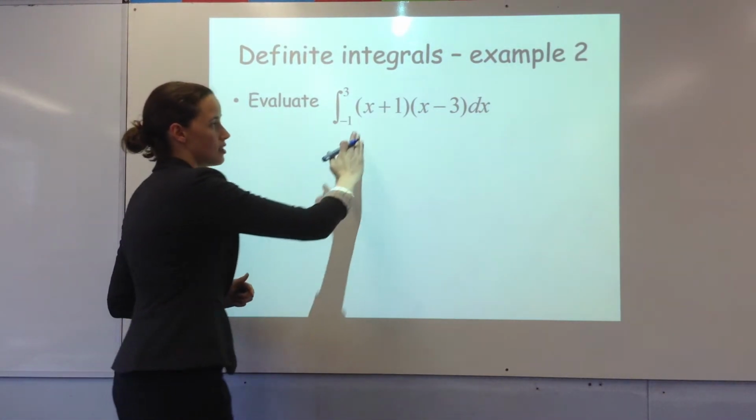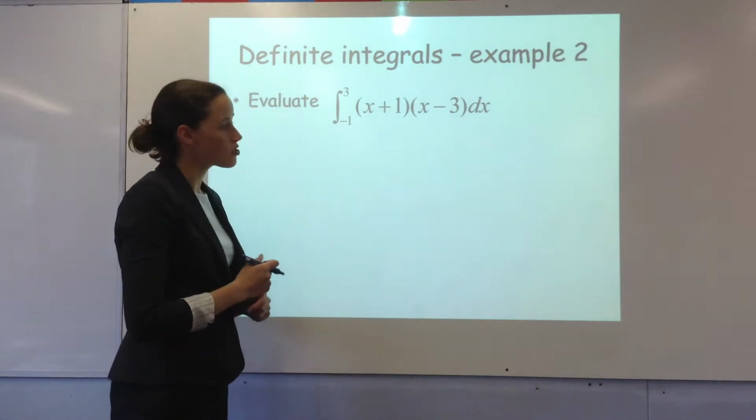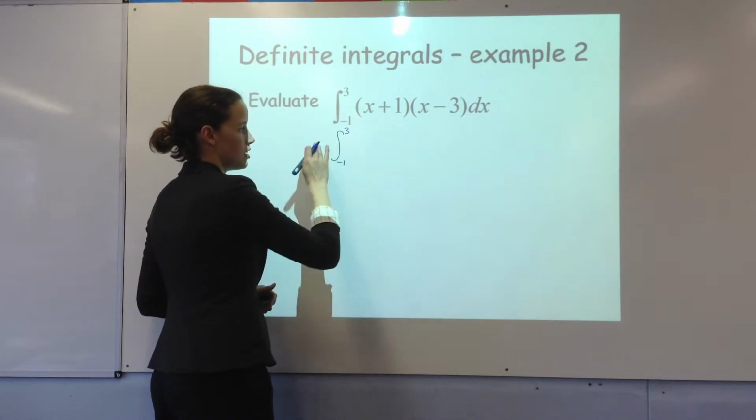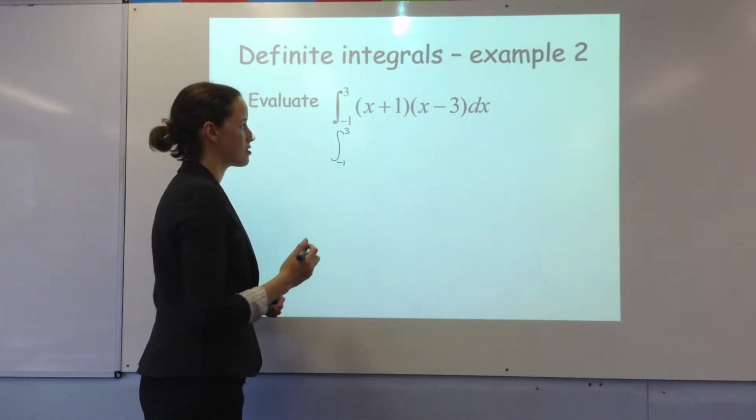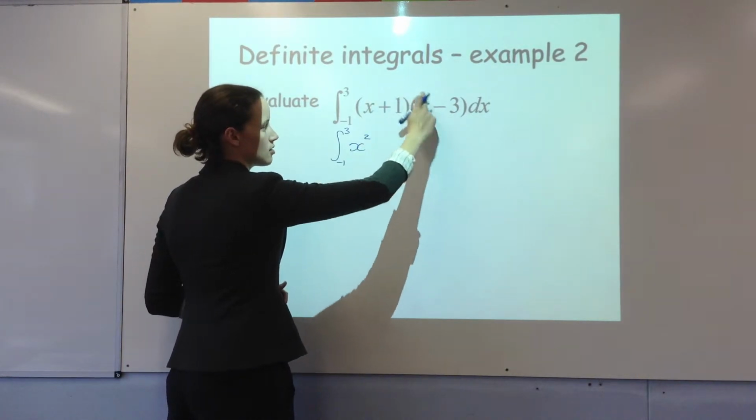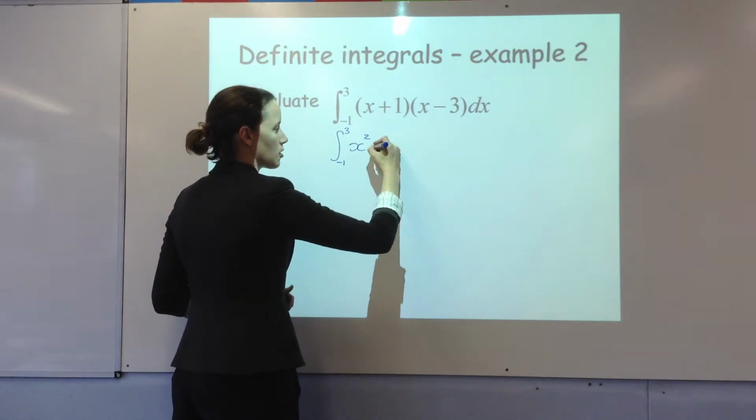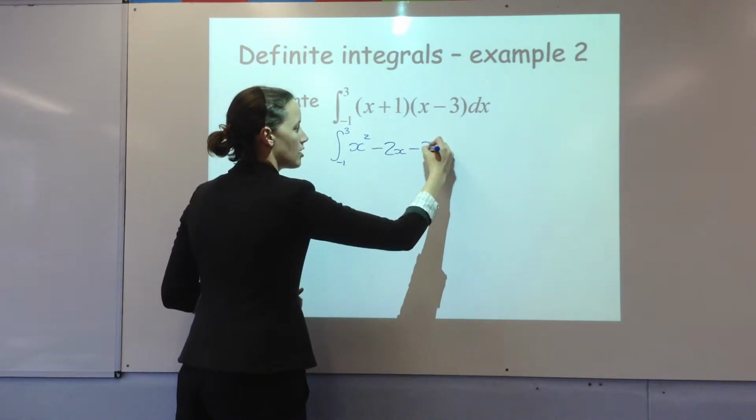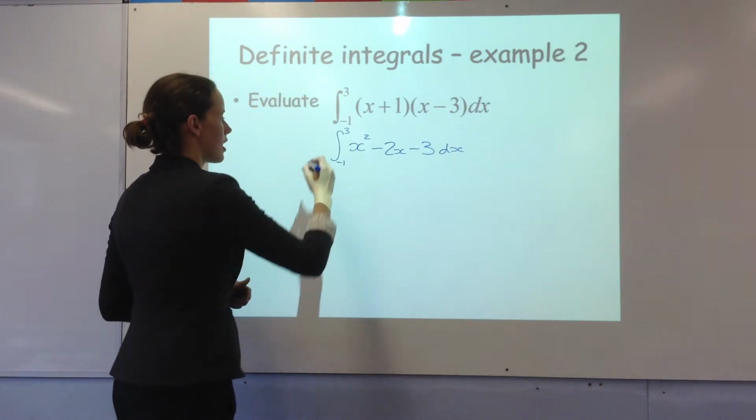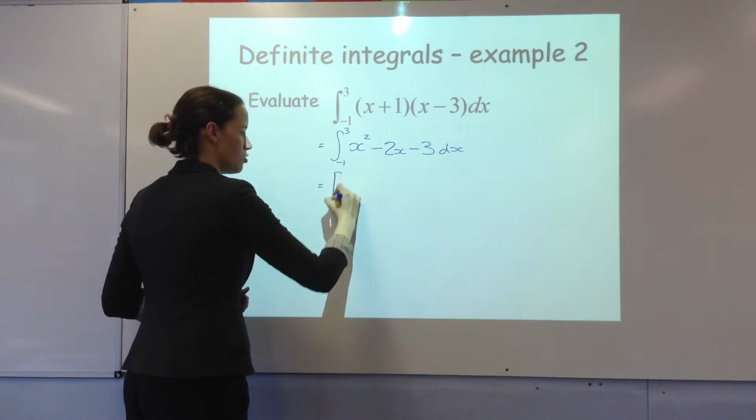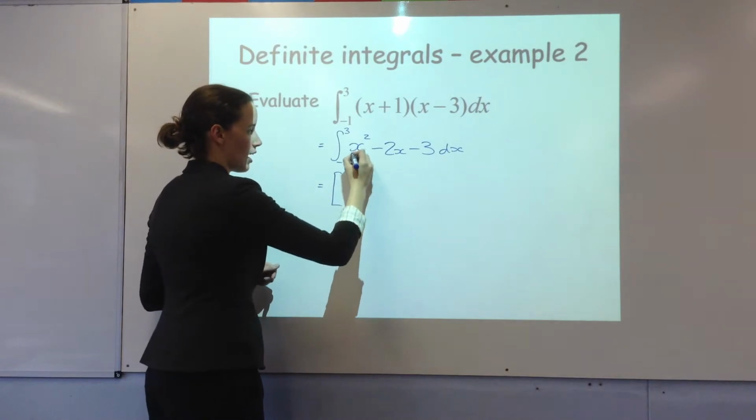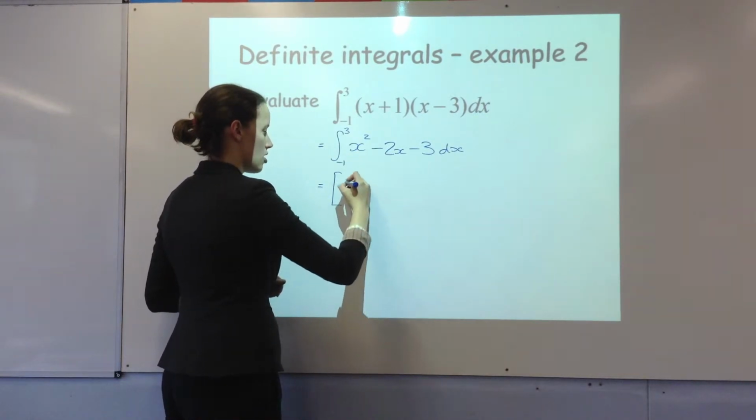So, this is difficult to integrate, so first of all, I'm just going to expand those brackets. So I'm going to keep the integral sign here because I haven't integrated it yet. When I expand those brackets, I'm going to get x squared plus 1x minus 3x, so I'm going to have minus 2x minus 3, and I'm integrating with respect to x. So now I am going to integrate, so I lose the integral sign, I'm going to replace it with these square brackets, and I'm going to integrate each of these terms in turn.